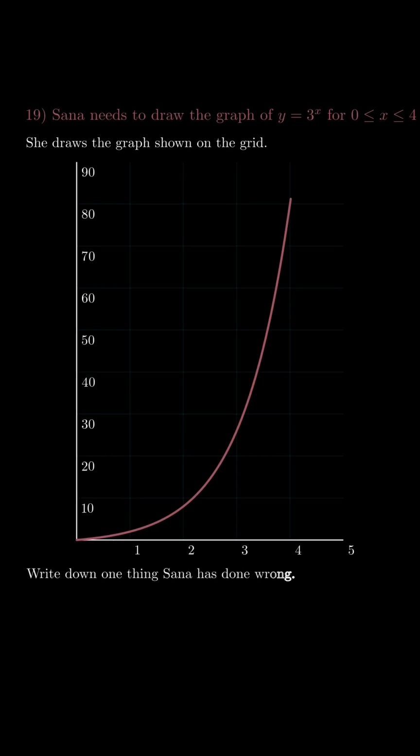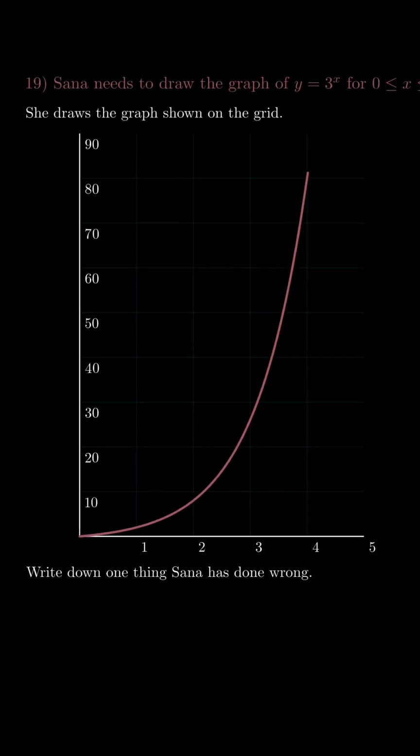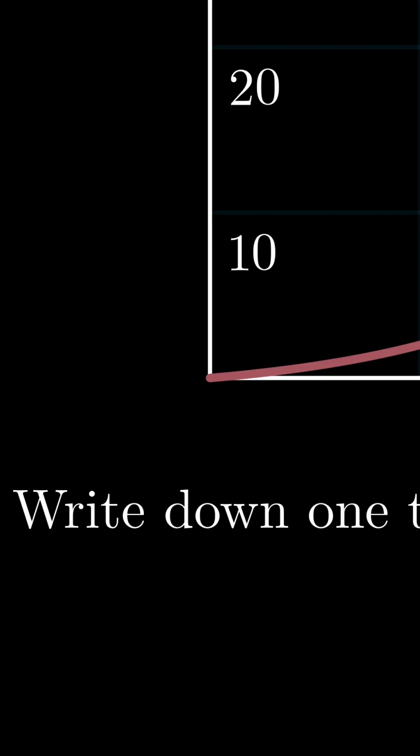When checking if a graph has been drawn correctly, the main things that we want to check are the general shape of the line and where the line crosses the x and y axis. Let's have a look at where the line crosses the axis. So, according to the graph, it crosses through the origin at 0, 0. Now, let's check if that's true.